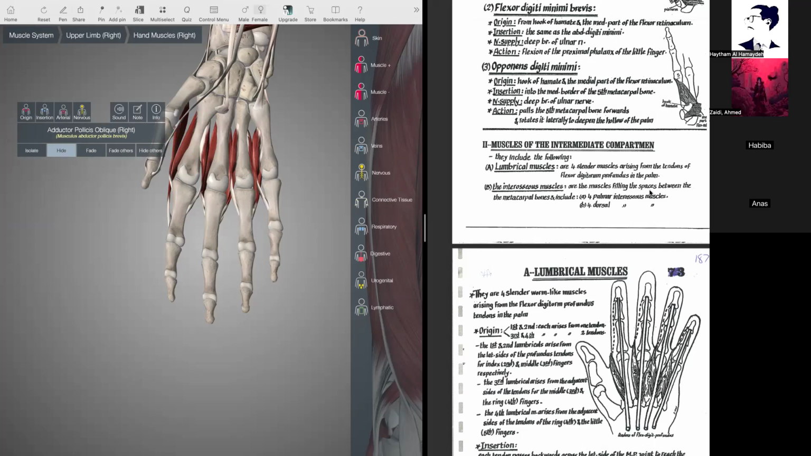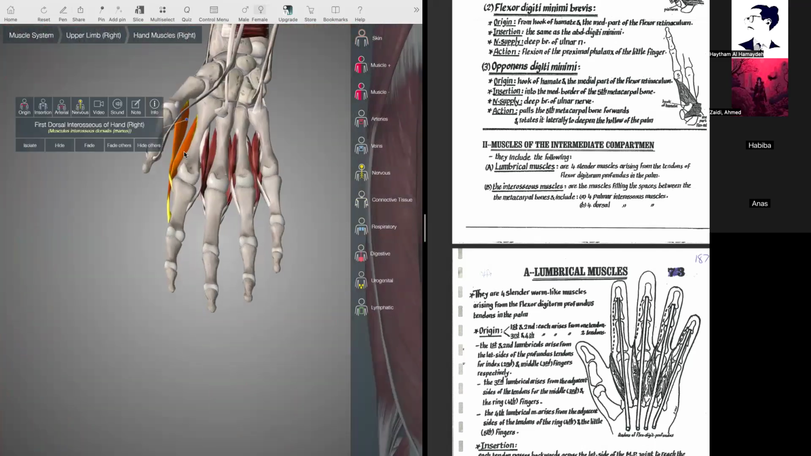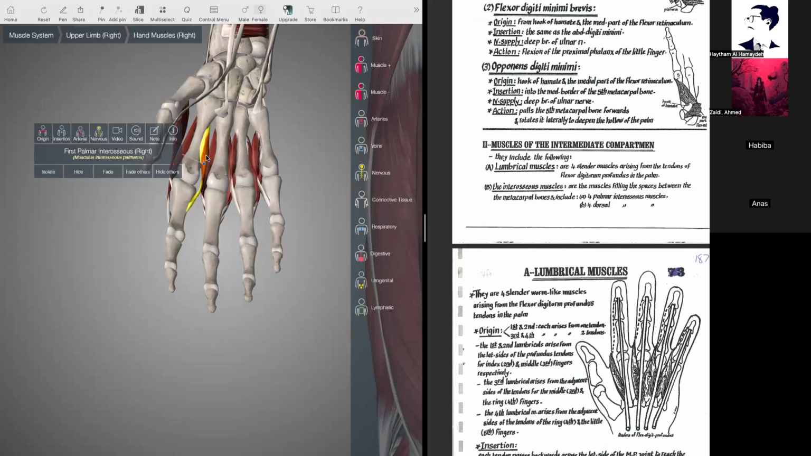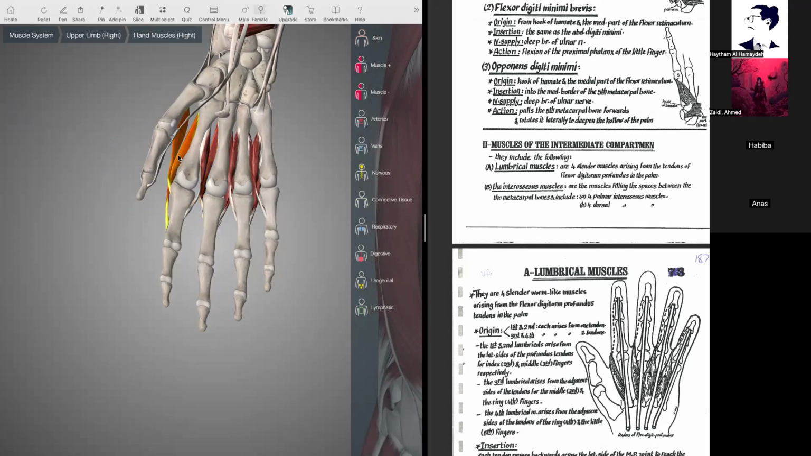They are muscles filling the spaces between the metacarpal bones, and they include 4 palmar interosseous and 4 dorsal. The lumbricals are only found on the palmar, remember? Here in the interosseous, they're found on the palmar and the dorsal sides. So, first dorsal interosseous, see this is on the other side, dorsal. First palmar, second dorsal, see? So, you have to know this one is dorsal.